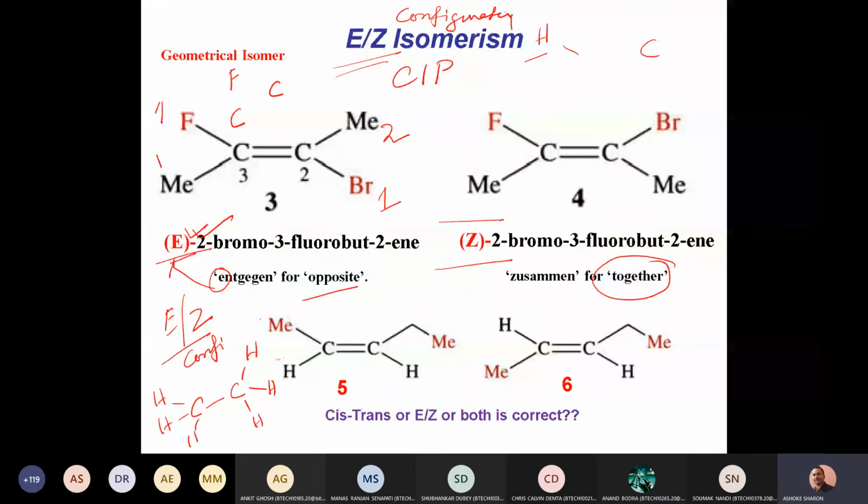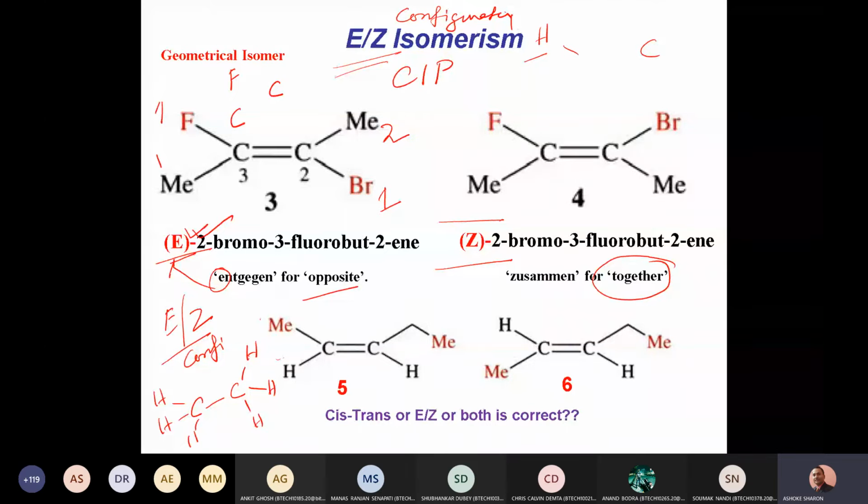That is the reason. I hope now you are able to understand when we can use cis trans, and of course wherever you can use cis trans, you can definitely use EZ. But when you are using EZ and you try to explain it with cis trans, maybe it may not be a recommended choice. So I hope now we are able to explain EZ and cis trans isomerism.